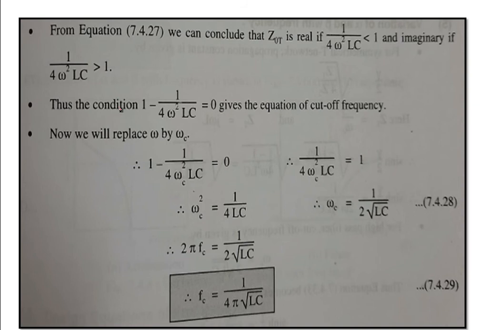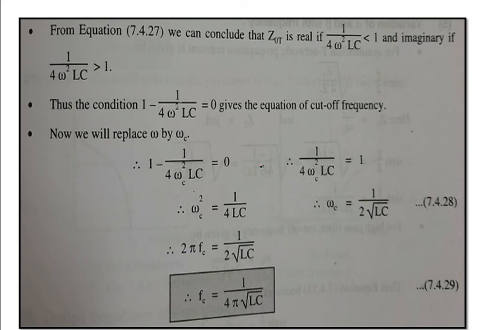So how do we find it? See here: 1 minus 1 upon 4 omega square LC is equal to 0. That gives the equation of the cutoff frequency. So we have to find the cutoff frequency. There are some assumptions we saw in my previous video: the angular frequency omega is equal to omega c. So 1 minus 1 upon 4 omega c square LC is equal to 0.